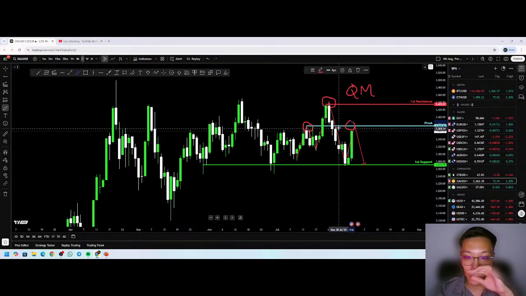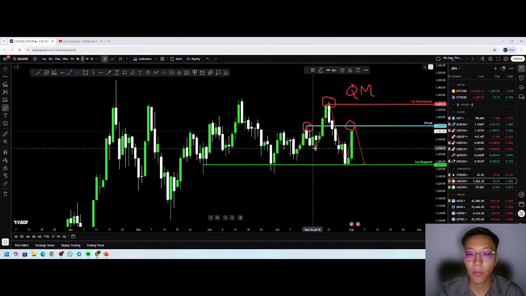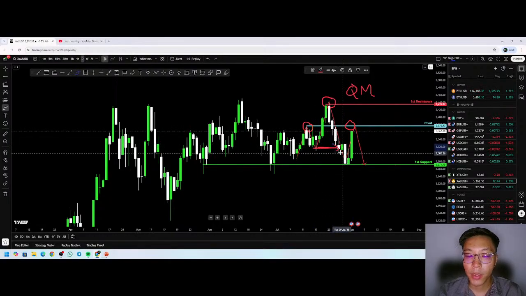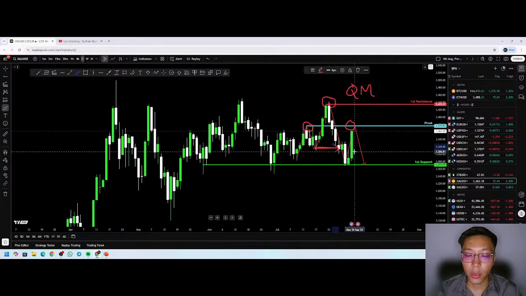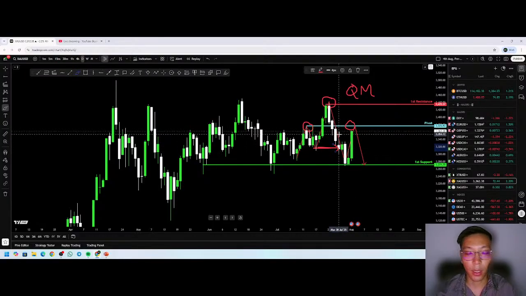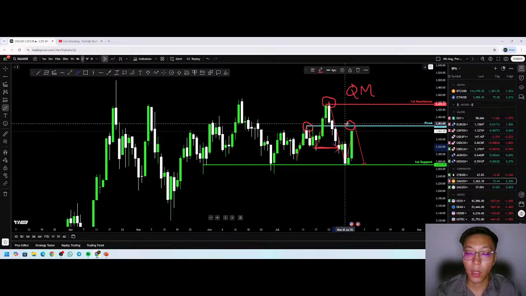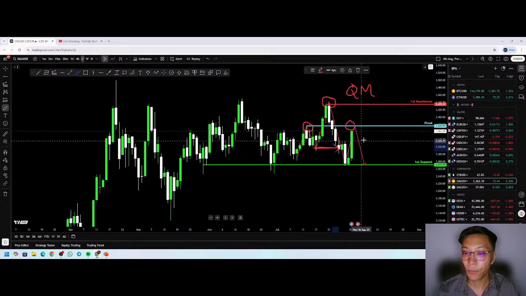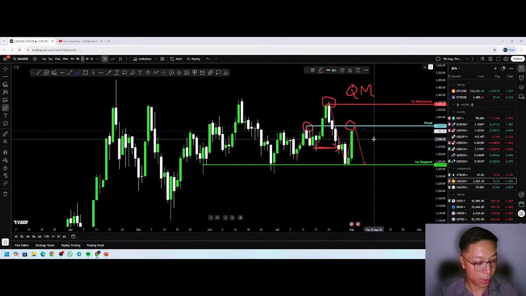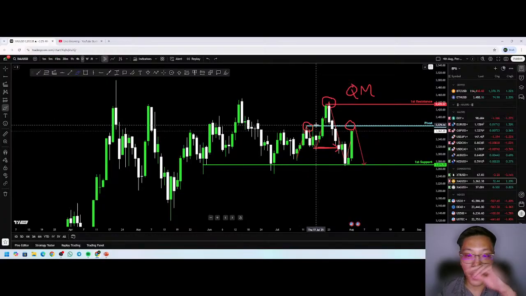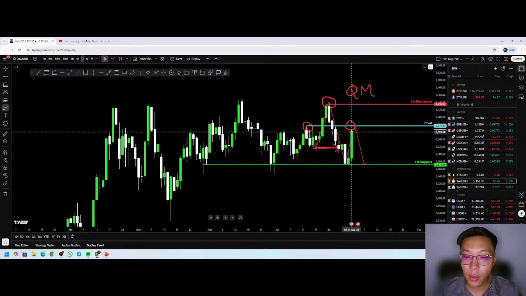But the prerequisite to a QM is that we must have a break over here. We must have a change of character over here, or a break of structure towards the opposite direction. So right now we are looking at a proper head and shoulders pattern forming for price to be aligned with our left shoulder and fall towards our first support level.